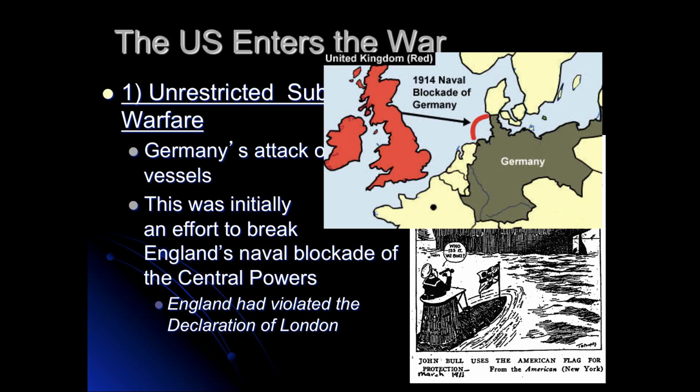As you can see right here with the map, England would try to break up Germany's supply routes there, and so Germany would start using submarines to attack without warning, but this ended up being on civilian vessels. England had violated the Declaration of London, and so England actually was at fault here for putting up this blockade and not allowing Germany to trade with her neighbors and with her allies. And so Germany felt it okay to start sinking ships without warning.